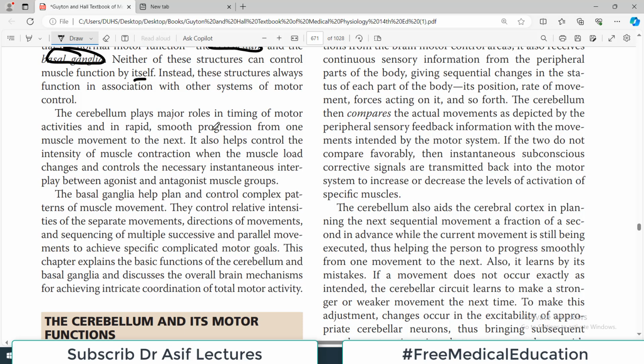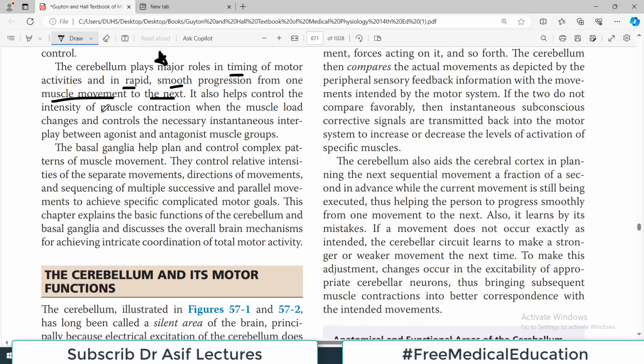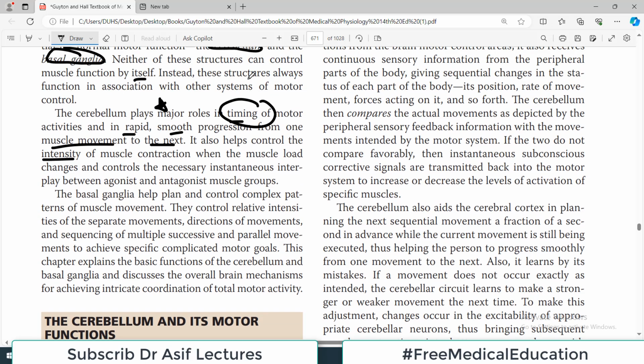Now, the cerebellum plays a major role in the timing of motor activity and in rapid, smooth progression from one muscle movement to the next. Extremely important role. We'll read about it shortly. It also helps to control the intensity of the muscle contraction. Number one is the timing. That is an important job of the cerebellum. And number two is the intensity, how tightly to contract a muscle group.